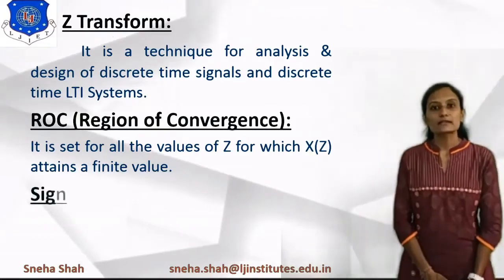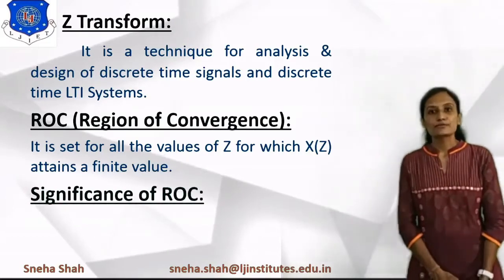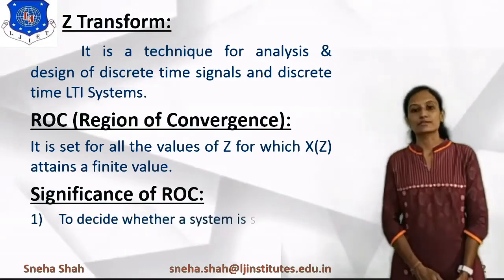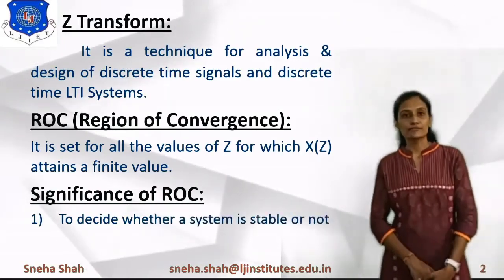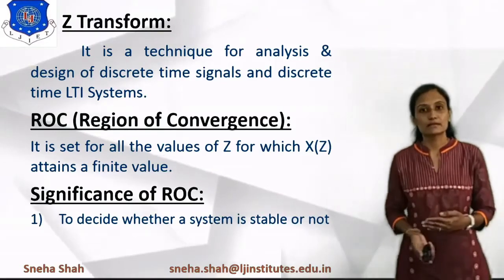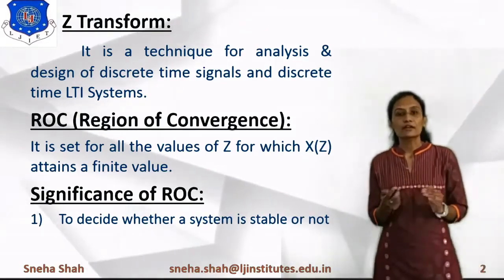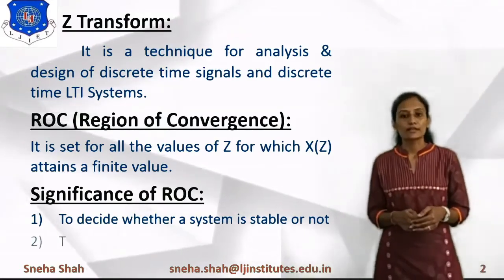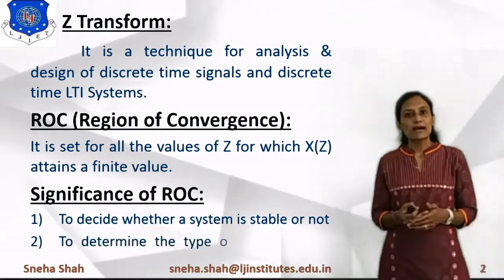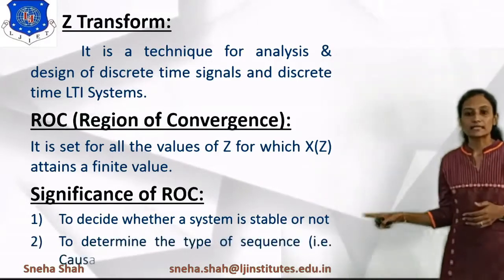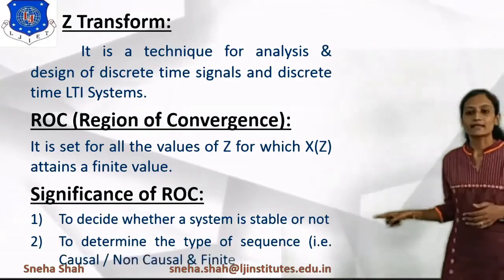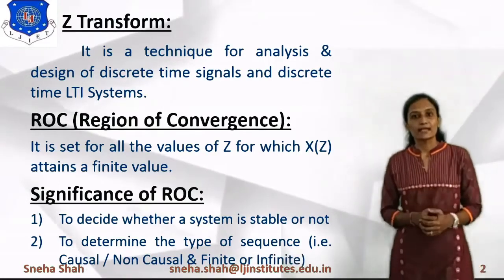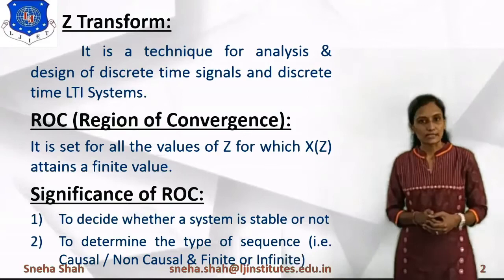Now what is the significance of this ROC? Basically we are using this ROC to find out whether the sequence is causal or non-causal. That means to find out which type of sequence the given system has, causal or non-causal, and finite or infinite, and to find out whether the given system is stable or not. So basically we are using ROC to find out these two things. The first one is whether the given system is stable or not, and the other is to find out the type of sequence, which is causal or non-causal, and finite or infinite duration sequence.